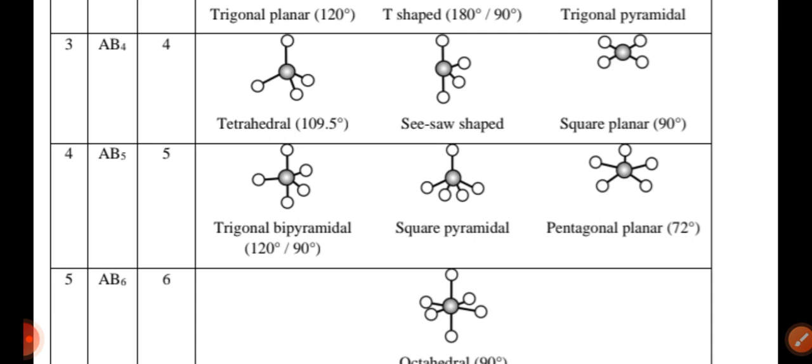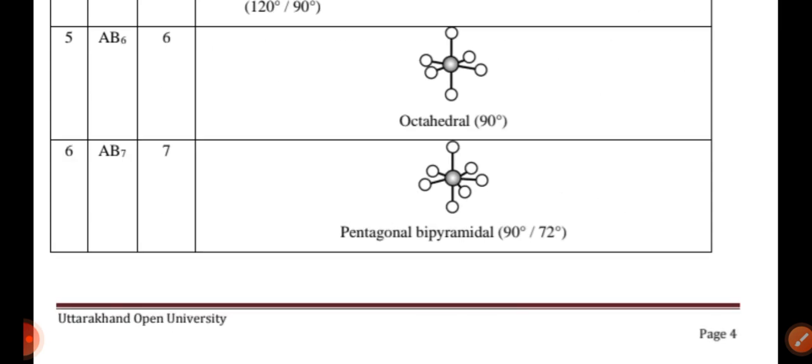Fourth, AB5, coordination number 5: trigonal bipyramidal, 120 degrees and 90 degrees; square pyramidal; pentagonal planar, 72 degrees. Fifth, AB6, coordination number 6: octahedral, 90 degrees. Sixth, AB7, coordination number 7: pentagonal bipyramidal, 90 degrees and 72 degrees.